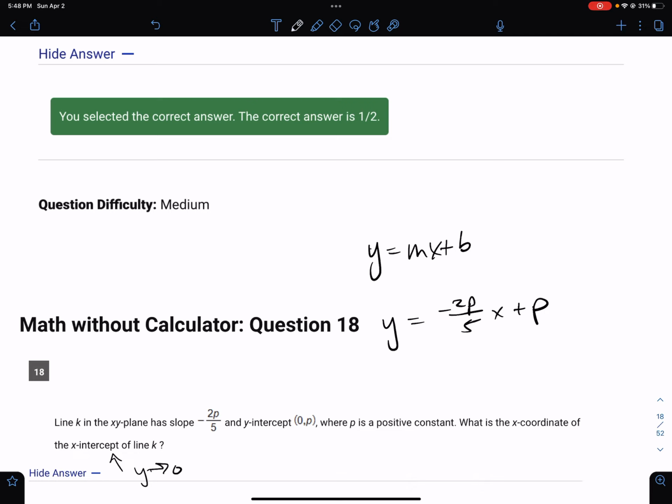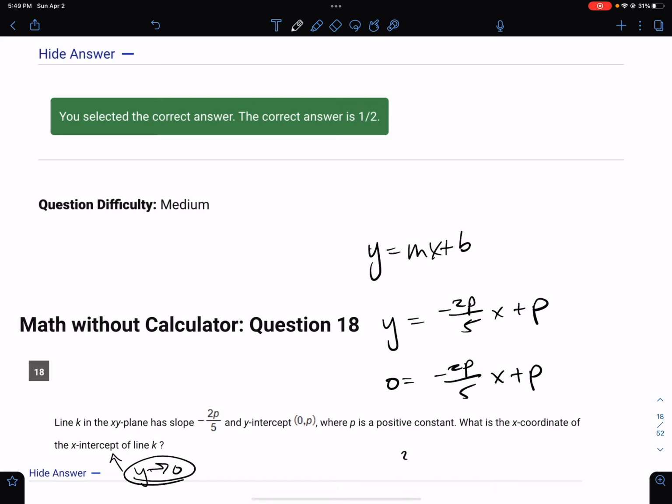But unfortunately, we don't have a point. What is the x-coordinate of the x-intercept of line K? Interesting. So yeah, I guess we'll just do it. How do you find an x-intercept? You set the y to 0. You have 0 equals negative 2p over 5 x plus p. At which point, let's, I guess, 0, p is a solution though. Interesting. Yeah, let's solve for p, or solve for something.